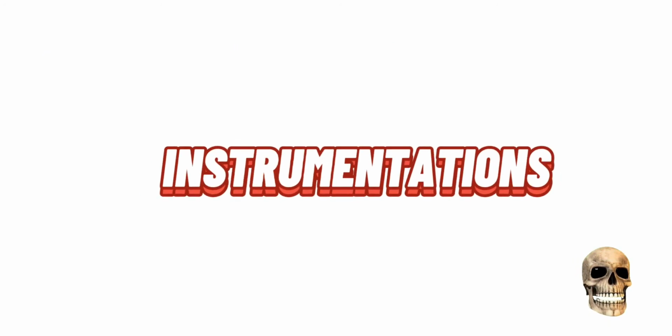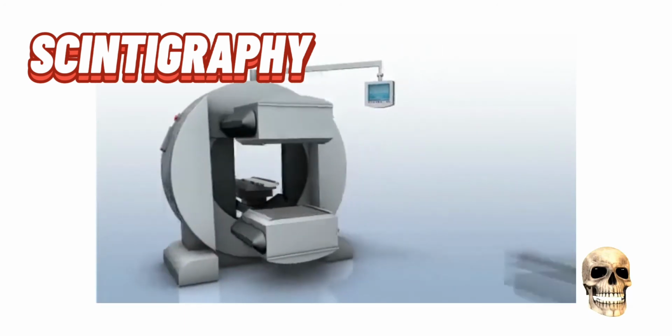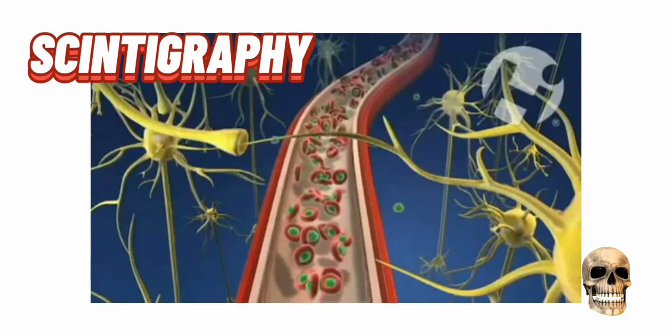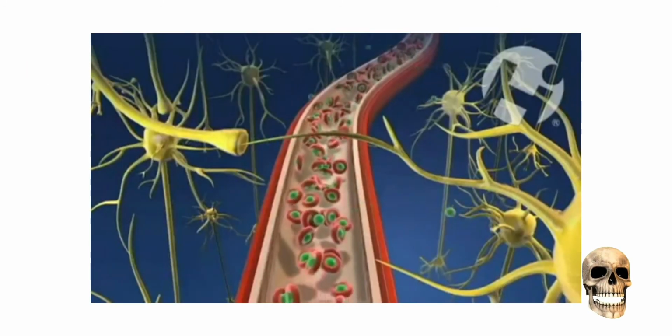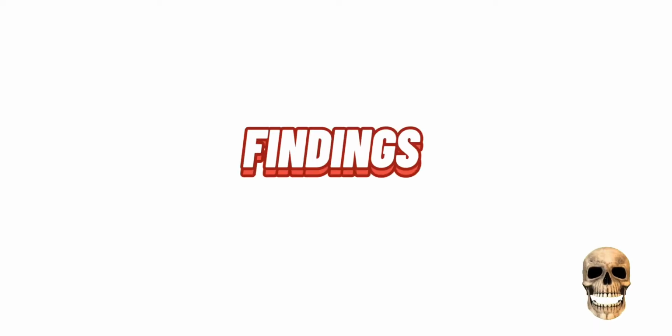The instrumentation for brain scintigraphy. Scintigraphy, from the Latin word scintilla, which means sparks, also known as gamma scan, is a diagnostic test in nuclear medicine where radioisotopes attached to a drug that travels to a specific organ or tissue are taken internally and emitted gamma radiation is captured by external detectors to form a two-dimensional image in a similar process to capturing X-ray images.